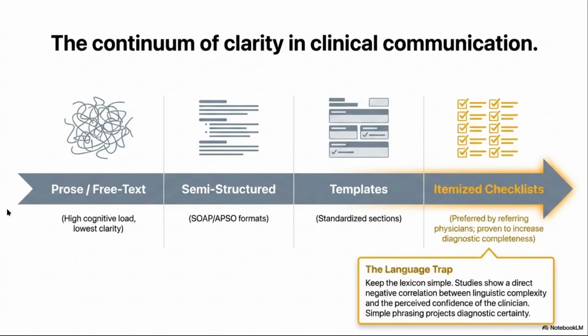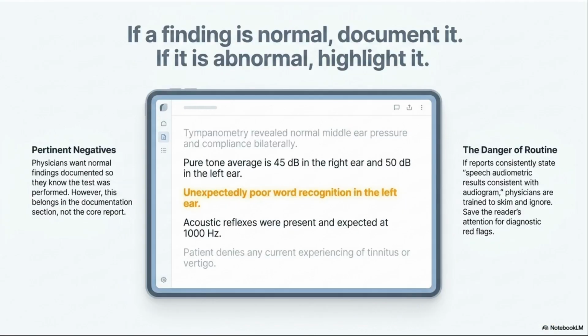Complexity of language and grammar in reporting should be kept to a minimum. There's a negative correlation between linguistic complexity and the perceived certainty of the reporter. Providers prefer having detailed reports and want pertinent negatives documented to ensure the test was performed. So for example, if a certain finding was negative, you want to report that. Or if there was a certain complaint that was negative, they denied ear pain, you want to report that. If they had negative results on acoustic reflex decay, you want to report that.